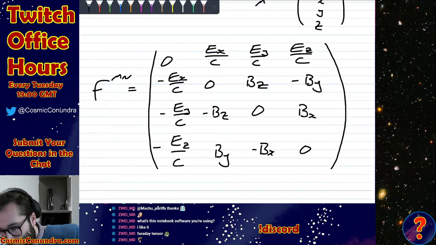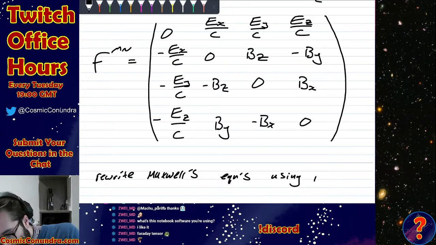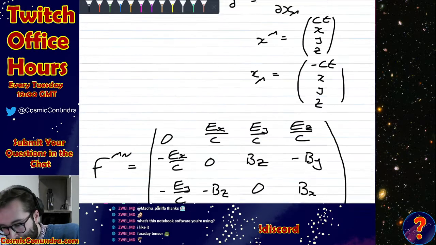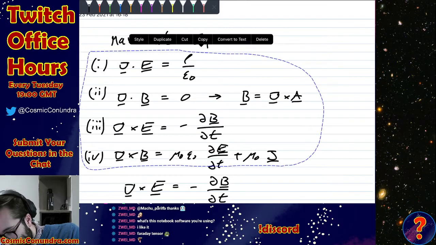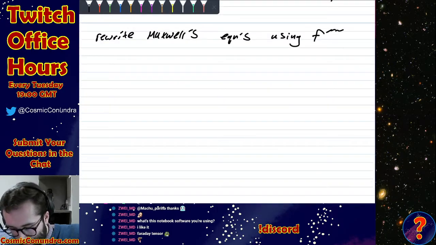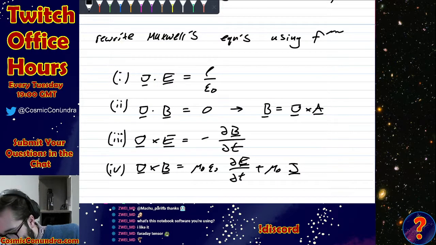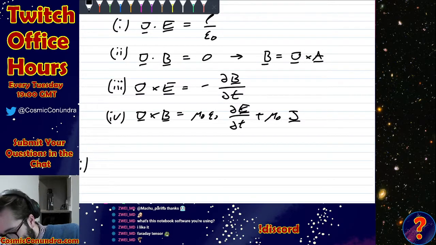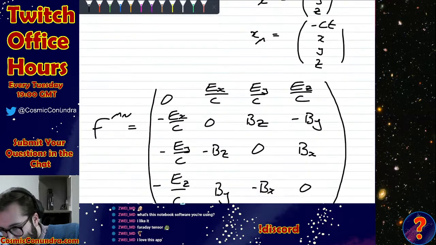So now what I want to do is try to rewrite Maxwell's equations using f mu nu. Okay. So let me get back to Maxwell's equations and bring these down again. Okay. So the first equation, the divergence of the electric field is rho over epsilon naught. The way I can write this in terms of the field tensor.